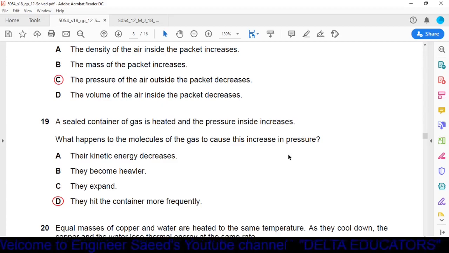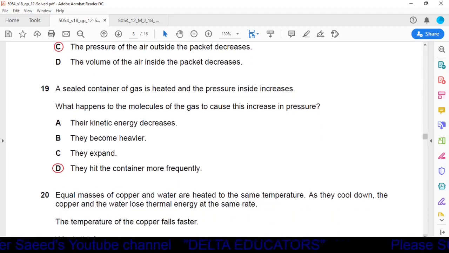One thing more we have studied, that with the increase in temperature, the velocity of the molecules increases, and when the velocity of the molecules increases, they will hit the container more frequently. So our best option is they hit the container more frequently, because with the increase in pressure, their temperature has increased, and with the increase in temperature, the velocity of the molecules has increased.